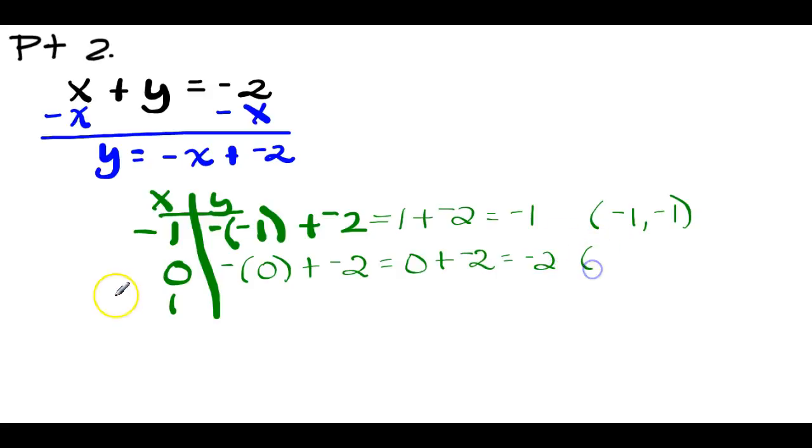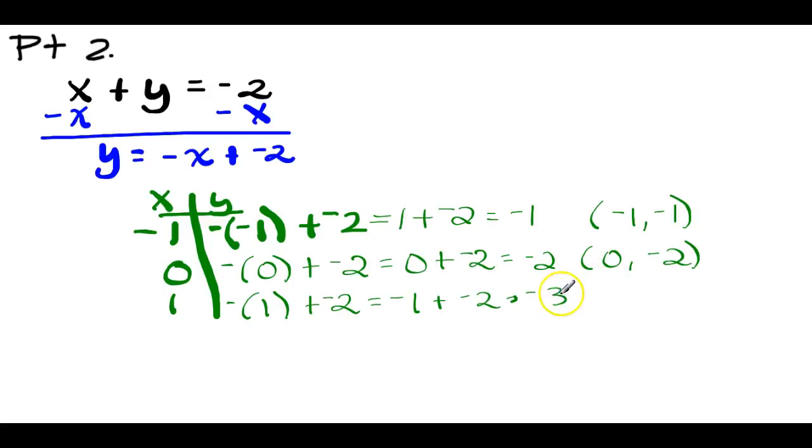So I'm just going to take this coordinate point right here, which is my x value, and my output is going to be a -2. We're going to do the same thing for 1. So it's a negative on the outside. I'm only replacing the x, so it's a 1 plus -2. Negative times a positive is a negative, so -1 plus -2 equals -3. So then I have 1 and -3.